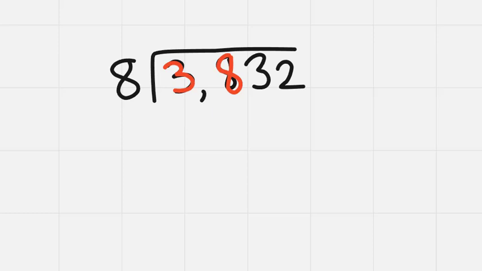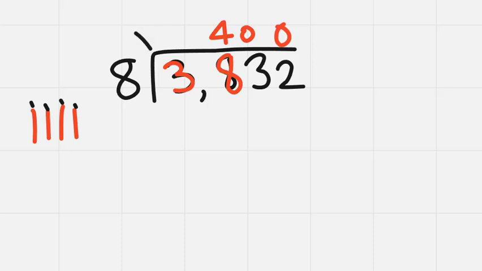Let's count. 8, 16, 24, 32, 40. 40 is too high, so we'll stop at 32. That's 1, 2, 3, 4 8s. We'll put 4 up top with 2 zeros as placeholders. And then we're going to multiply. 8 times 3 is 32. And then we add the 2 zeros.